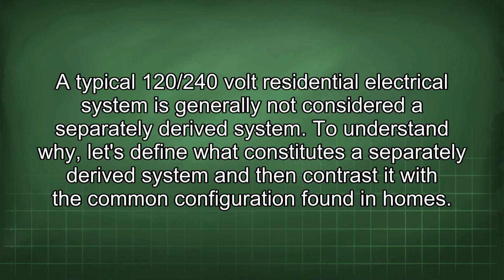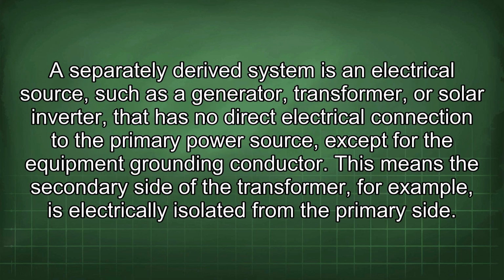A typical 120/240 volt residential electrical system is generally not considered a separately derived system. To understand why, let's define what constitutes a separately derived system and then contrast it with the common configuration found in homes. A separately derived system is an electrical source, such as a generator, transformer, or solar inverter, that has no direct electrical connection to the primary power source except for the equipment grounding conductor.